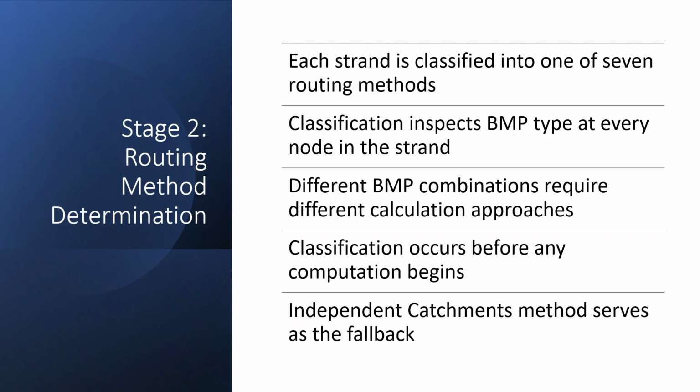The independent catchments method is particularly important to understand. It handles mixed BMP configurations where different types of practices are combined along a strand. And it also serves as the fallback method when none of the other specialized classifications apply.